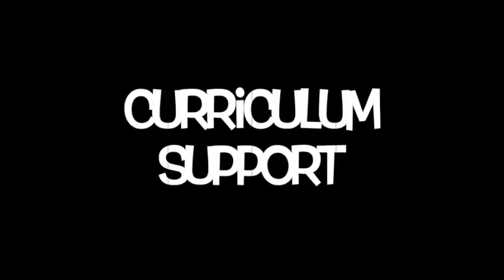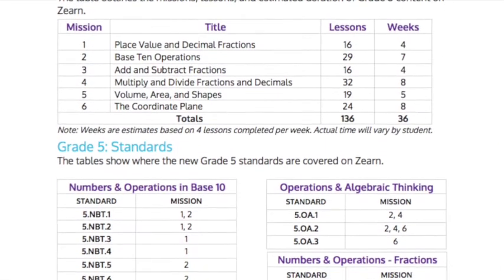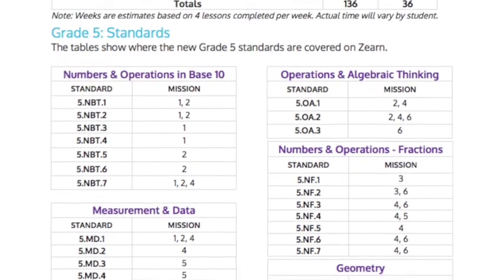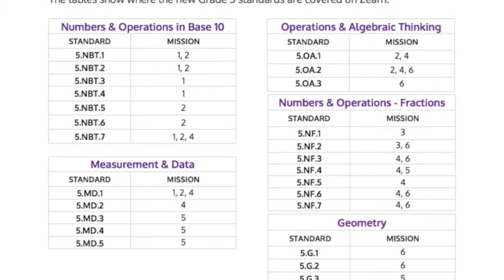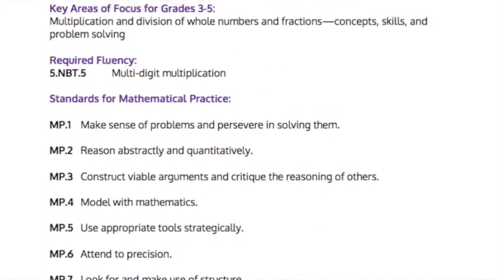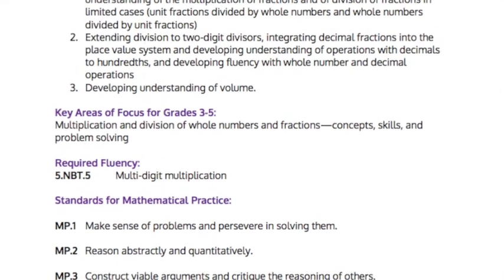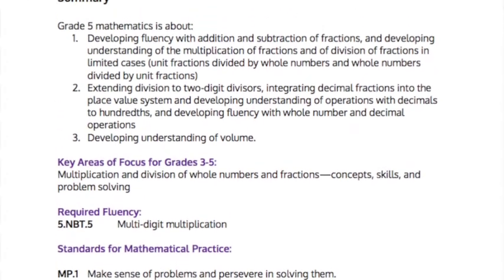One of the best things about Zearn is that it correlates directly with the Common Core curriculum. So you're able to set standards that students will be working on. Here it shows how the missions line up with the standards and how many lessons it would take to master that standard in general. Zearn even goes so far as to provide summaries for each grade level and lesson, as well as include the mathematical practices that coincide with all the lessons.